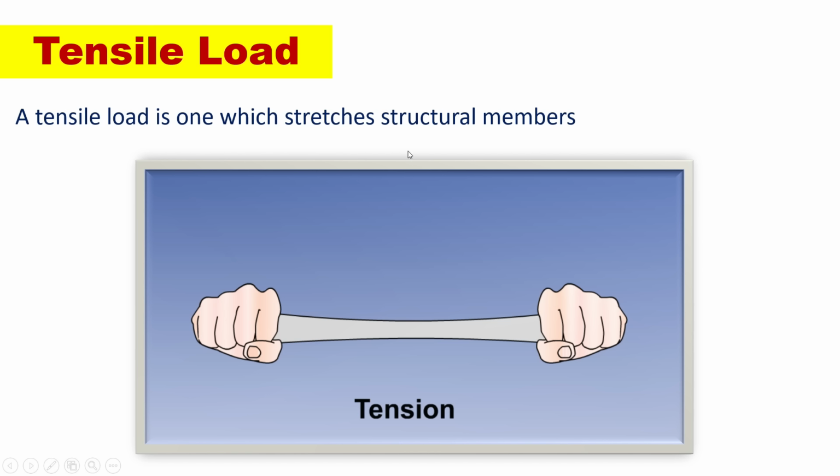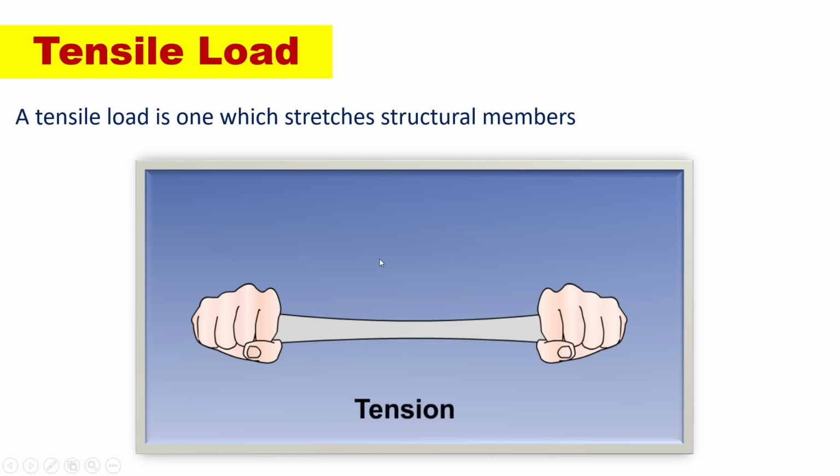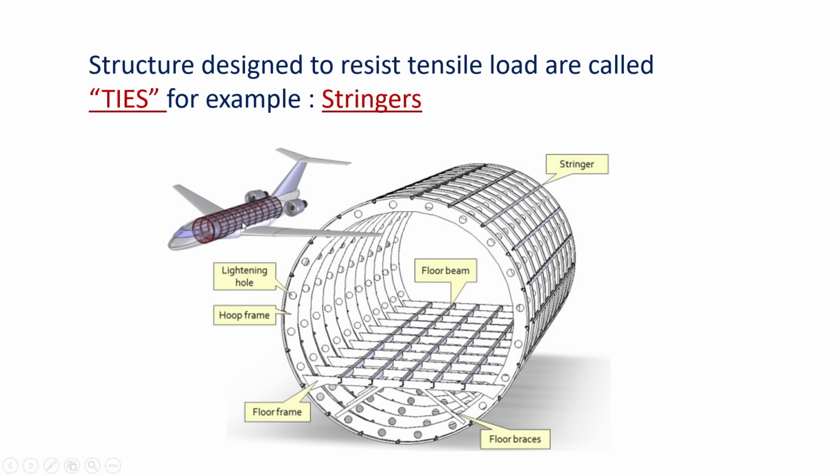And then how do we counteract that? How do we restrict it? How do we prevent it? So we use ties, TIES. Ties are what we use to resist the tensile load. Tensile load will act, right? There will be stretching of substances and materials, but how do we counteract that? How do we resist it? It is by the use of ties.